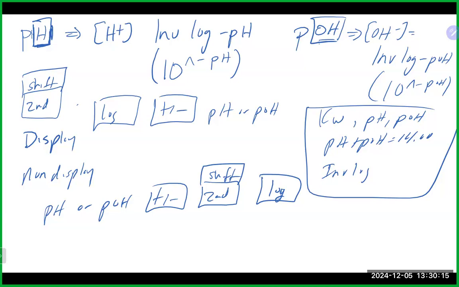Now, continuing on here in this chapter, we talked about a couple of things. Let's see, what did we talk about? We talked about the pH of strong acids and strong bases. Because they're strong acids and strong bases, the acids are pretty straightforward.